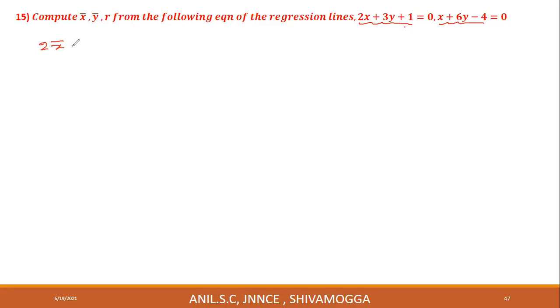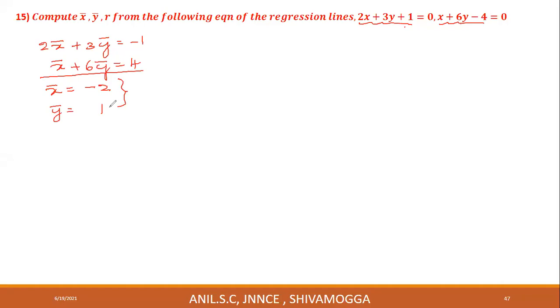We can write it as 2x bar plus 3y bar is equal to minus 1, and x bar plus 6y bar is equal to 4. We just solve these two equations. Right, that's correct. X bar is equal to minus 2 and y bar is equal to 1.